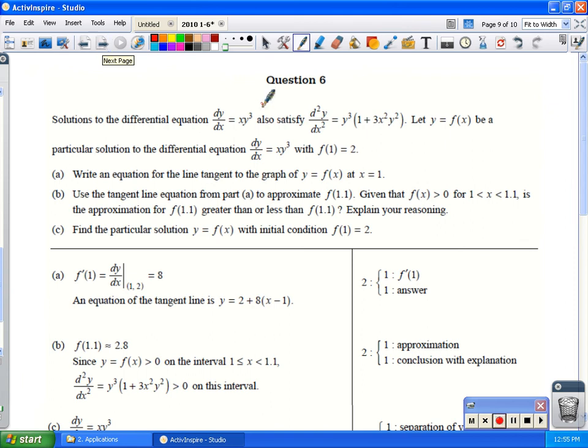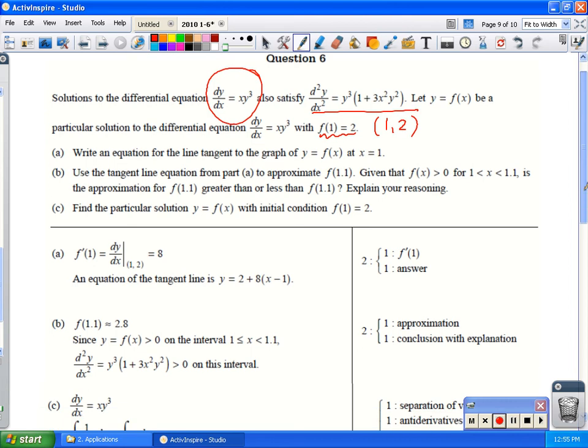They give you a first derivative and they give you a second derivative. They tell you that you have a particular solution to the differential equation, and they give you an initial condition of (1, 2). In other words, that is the particular solution to this equation. Write an equation for the line tangent to the curve at x equal to 1. Well, that's pretty reasonable. They give us the x value and the y value, so y minus 2 is equal to the slope. That's not bad either.